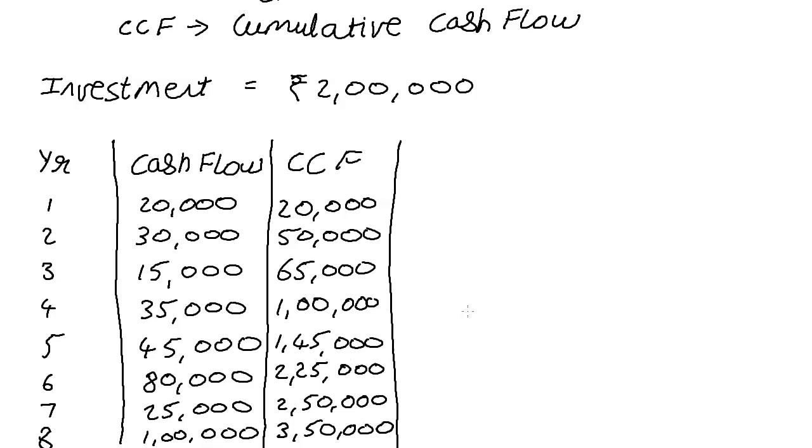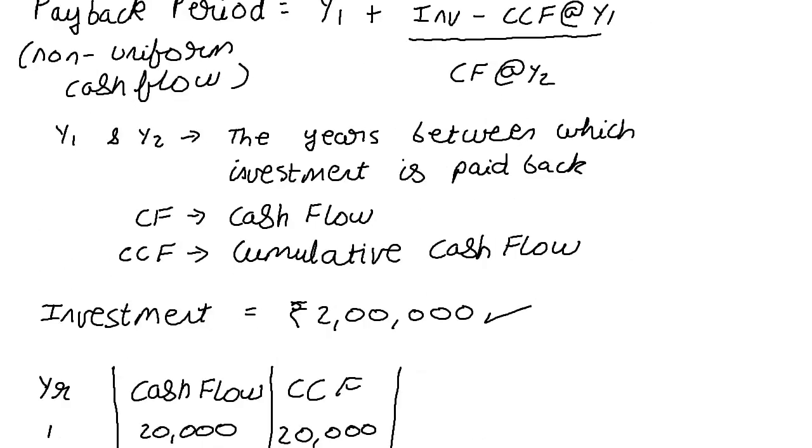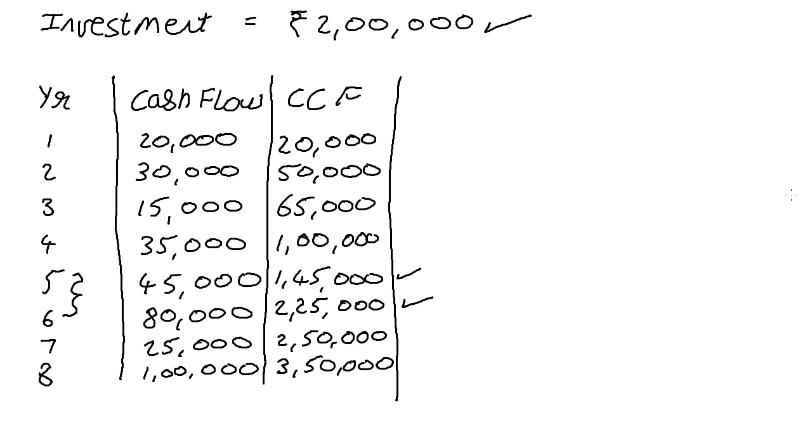Now, going forward, we need to identify between which 2 years we are crossing 2 lakhs. We are less than 2 lakhs over here and more than 2 lakhs over here, so we are crossing between these two. I've already written down this formula on top, and we are following the same formula here downstairs. I'm just going to rewrite it.